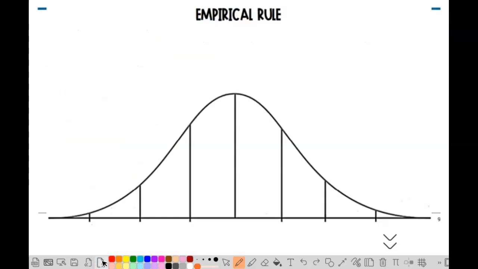Alright. So that leads us to the empirical rule. This is the rule you're going to use for your yellow paper. Another word for this rule is the 68, 95, 99.7 rule. So when you see those three numbers, they're talking about this rule, okay? The empirical rule.